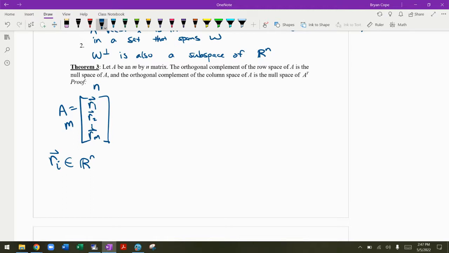No, I by J. I is the rows, J is the columns. Oh yeah, okay, sorry. Row space of A is just the column space of the transpose of A, right? Yes, sir, that's correct. Okay, so that's right.